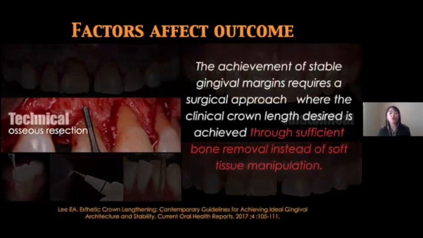Among all those factors, for me myself, as well as this article listed here by Dr. Ernesto Lee, I totally agree with the article, and I think the most important factor here is the osseous resection. The achievement of a stable gingival margin requires a surgical approach where the desired clinical crown length is achieved through sufficient bone removal instead of soft tissue manipulation. So if you ask me which one is more important, flap manipulation or osseous resection, you have my answer.